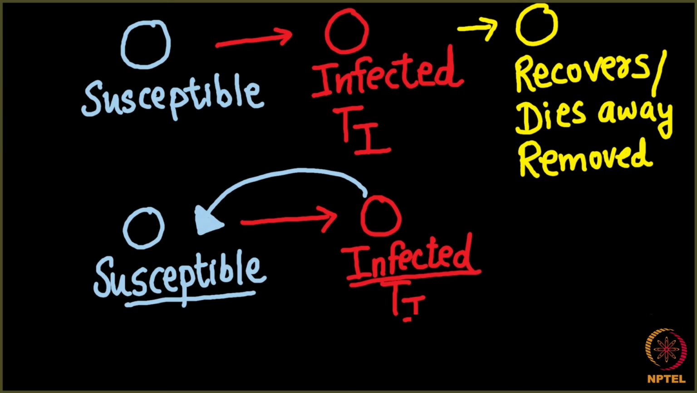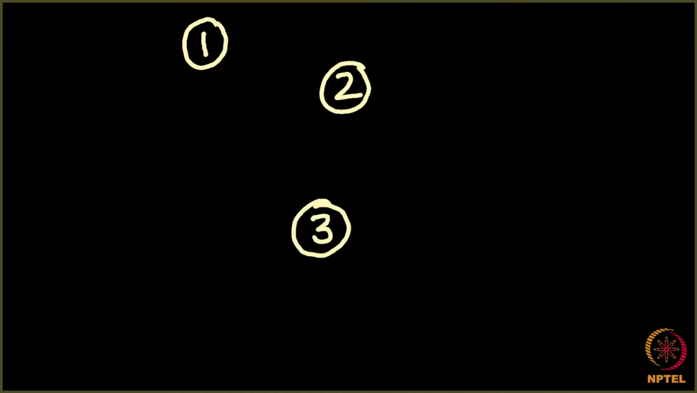So how will the simulation of such a model look? So this is our SIS model, and we are going to see how the simulation of such a model will look. So let's see. Let's take a network again. I'll take a network here. Let's say there are 5 nodes in the network: 1, 2, 3, 4, and 5.